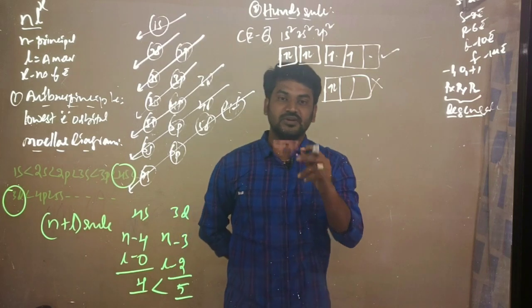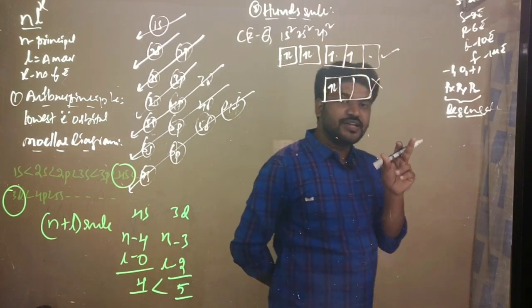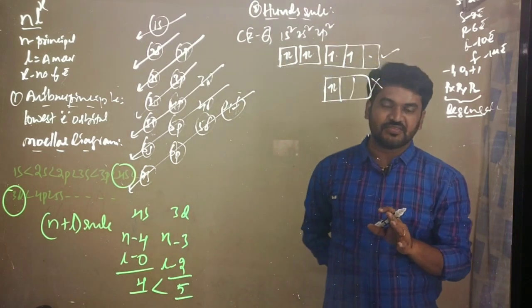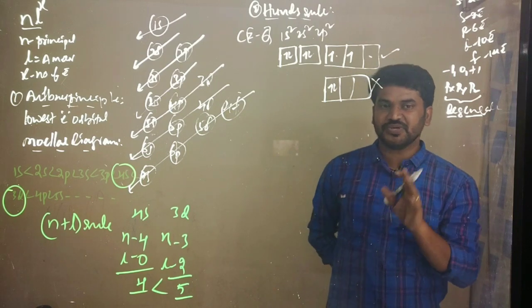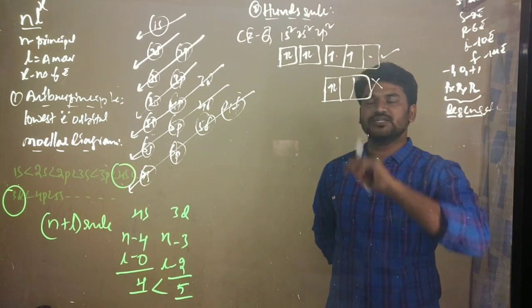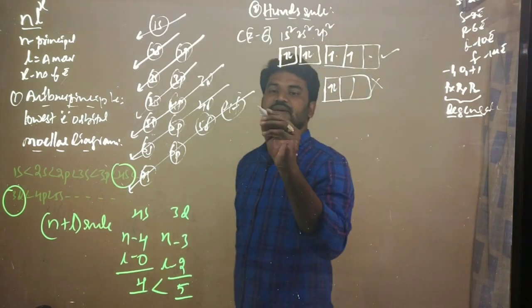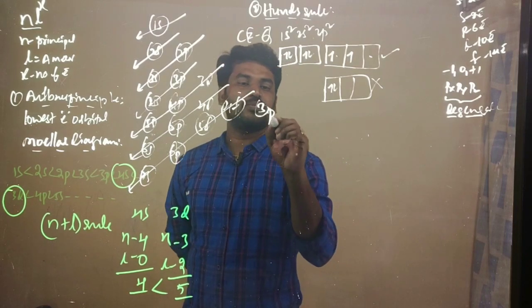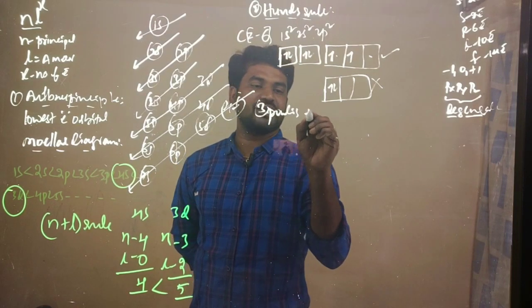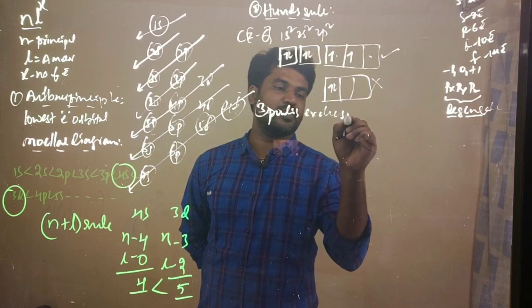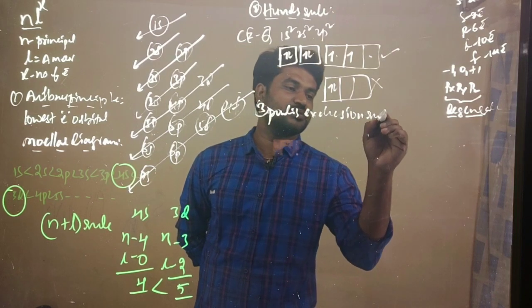But what do we need to do? First we need to fill the degenerate orbitals with one electron each, and only then should pairing start. Okay, so that is Hund's rule. Right? And the next one, Pauli's exclusion rule.